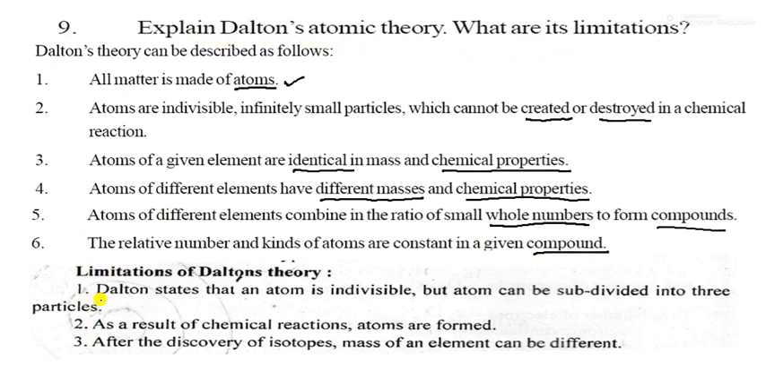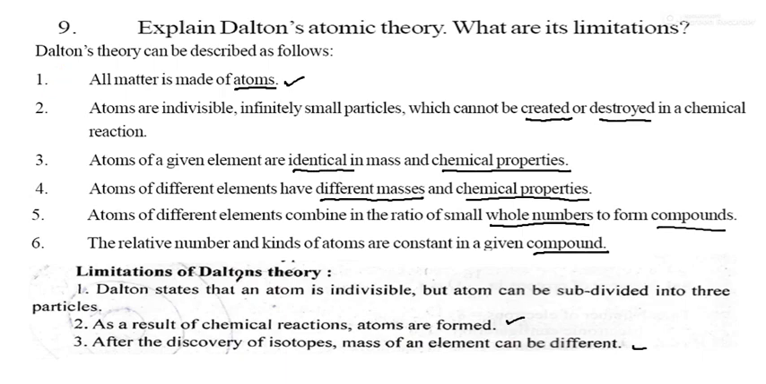So these are the limitations. First, Dalton stated that an atom is indivisible, but an atom can be divided because it is subdivided into three particles: electron, proton and neutron. Atoms are also formed as a result of chemical reactions. So that theory has failed. After the discovery of isotopes, the masses of atoms of an element can be different. So that theory was also disproved by later theories.